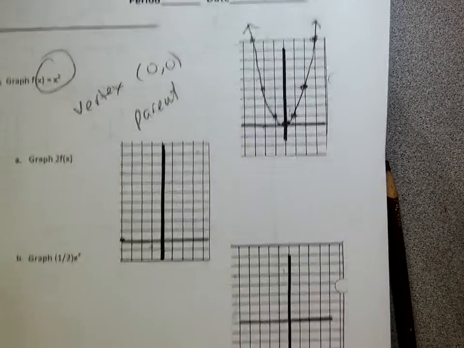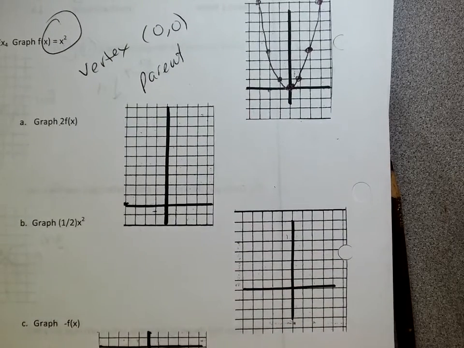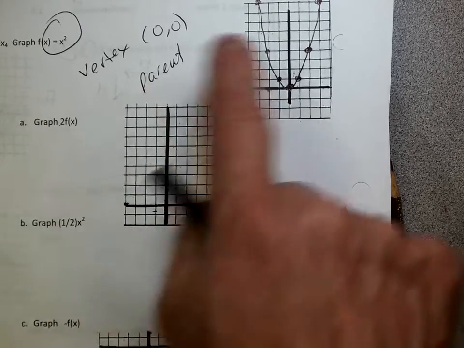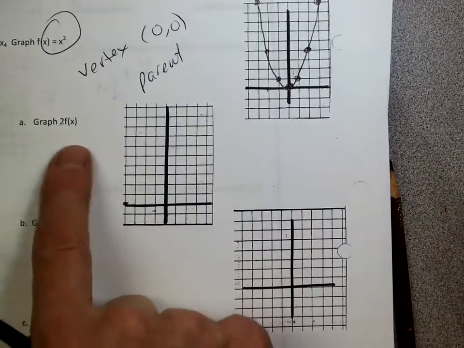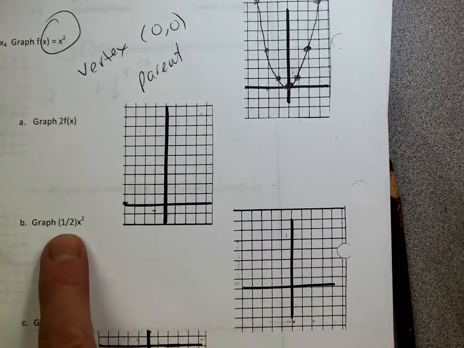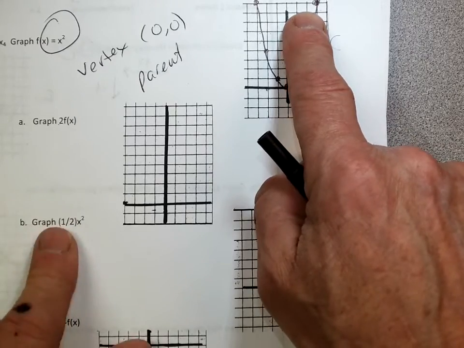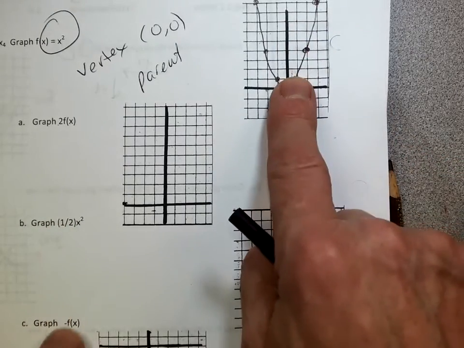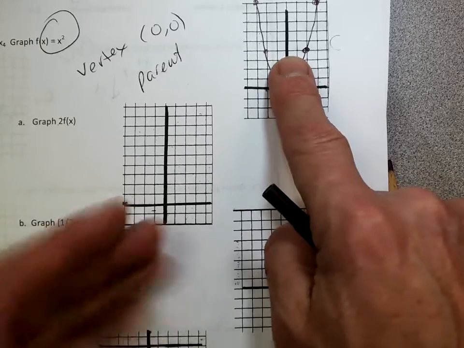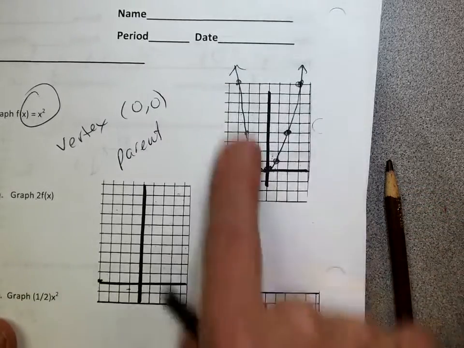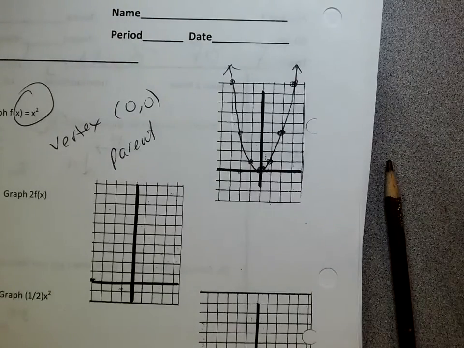Now, the reason we call it parent function is because we're going to do different things to it. We're going to change the parent function. A, we're going to make it twice as tall. We're going to take this graph right here and make it twice as tall. In the next one, we're going to take the parent function and make it half as tall. On this one, we're going to flip the parent function over the y-axis because of the negative out in front. So that's why it's called the parent function, because it's the basic graph, and now we're going to change it.